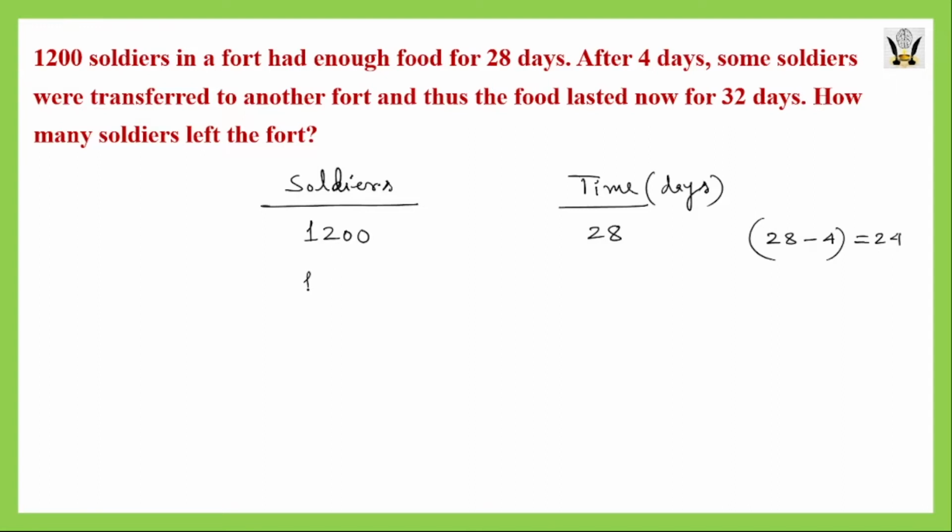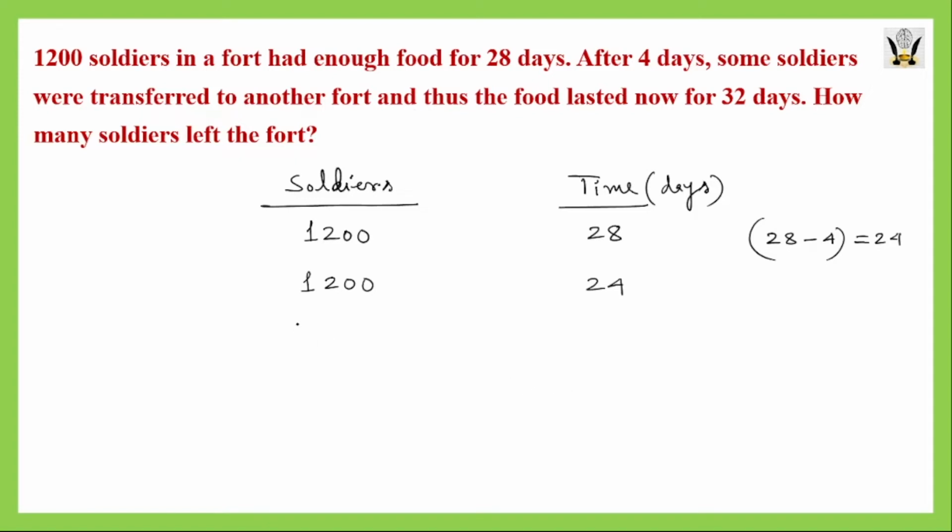So the next value is 1200 soldiers can finish the rest amount of food in 24 days. But what happens after that? After 4 days, some soldiers were transferred to another fort. So some soldiers were transferred, we don't know how many, but what was the remaining number of soldiers? They ate that remaining food for 32 days.